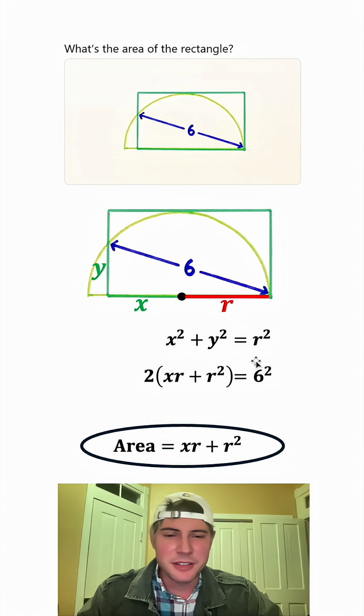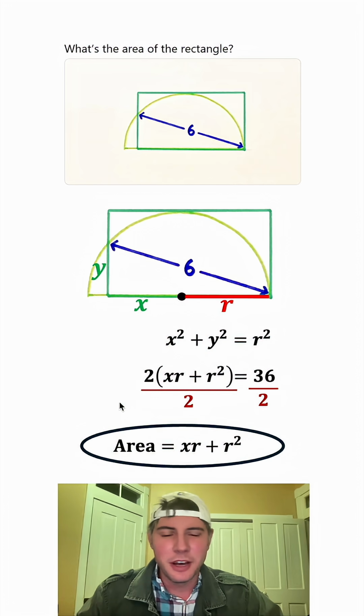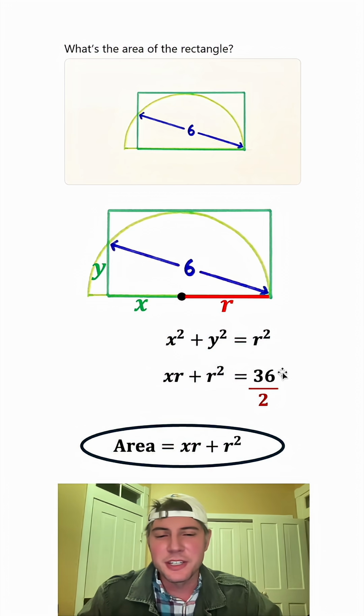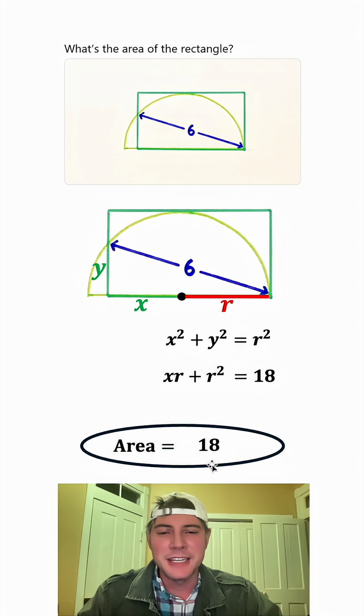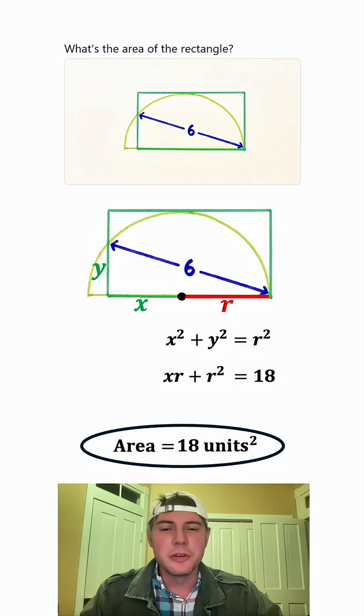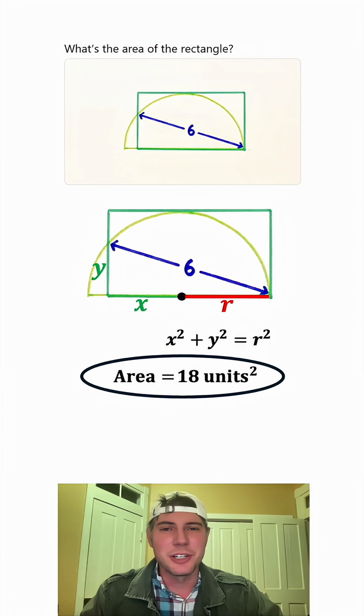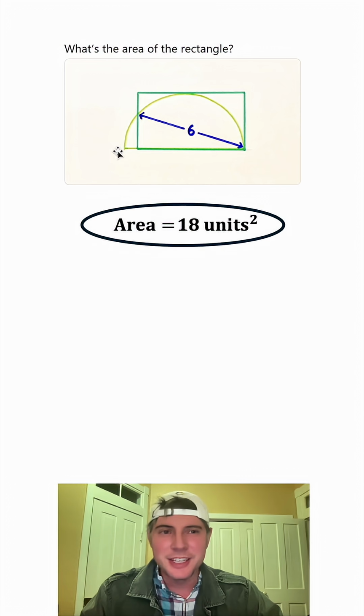Next, on the right-hand side, this 6 squared can be changed into 36. And now both sides of our equation can be divided by 2. On the left-hand side, these 2's will cancel each other out. And on the right-hand side, 36 divided by 2 is 18. So now we have xr plus r squared is equal to 18. But that's the same thing as our area, xr plus r squared. Let's substitute in 18. Let's give it a label of units squared, and this is the answer to our question. The area of this rectangle is 18 units squared. How exciting.